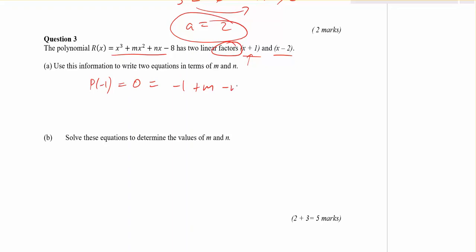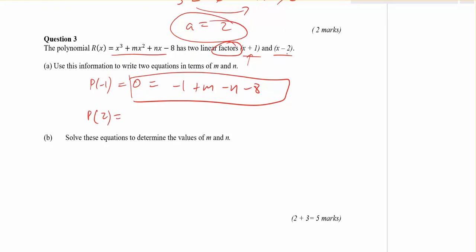The second equation, p of positive 2. Okay, so p of 2. Remember, what makes that 0? x must equal 2. So p of 2, 2 cubed, well, it equals 0. 2 cubed is 8, plus 4m plus 2n minus 8. Okay, two equations, 1 and 2. And solve these equations to determine m and n.